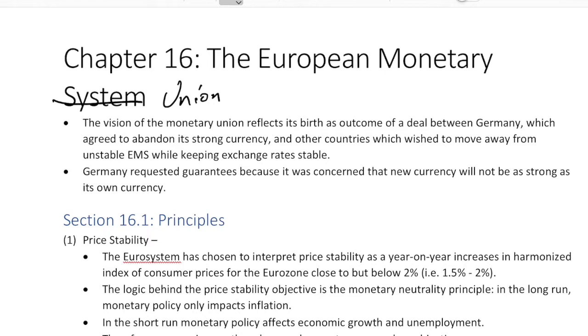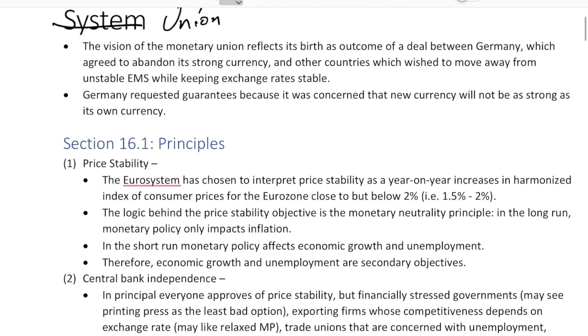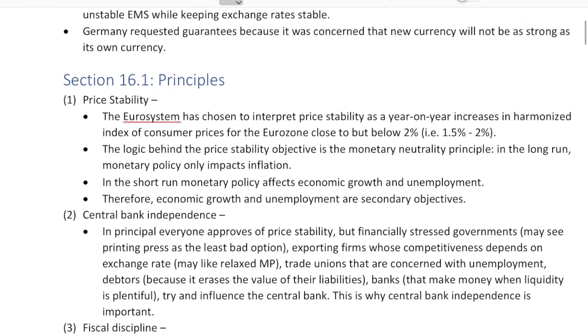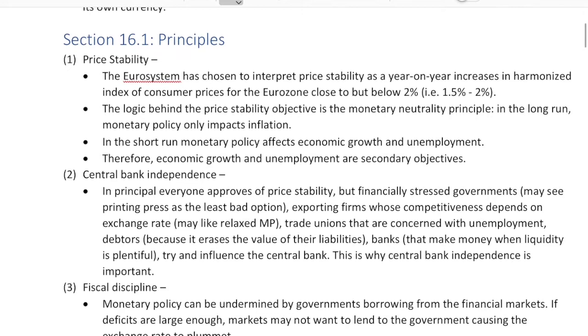So as a part of the Germans' agreement to form a single currency, they requested some guarantees, because they worried that the new currency would not be as strong as their own currency. So they wanted some guarantees, and these guarantees are based on certain principles. Okay, so the first principle is the principle of price stability.